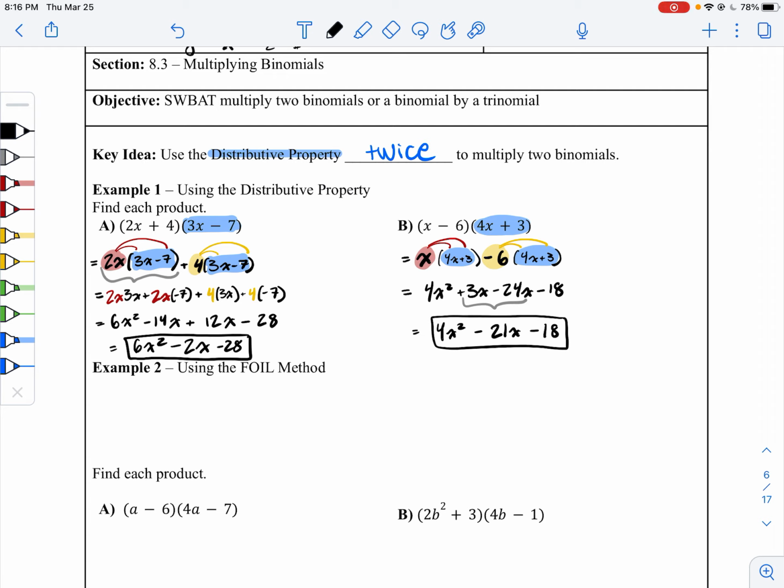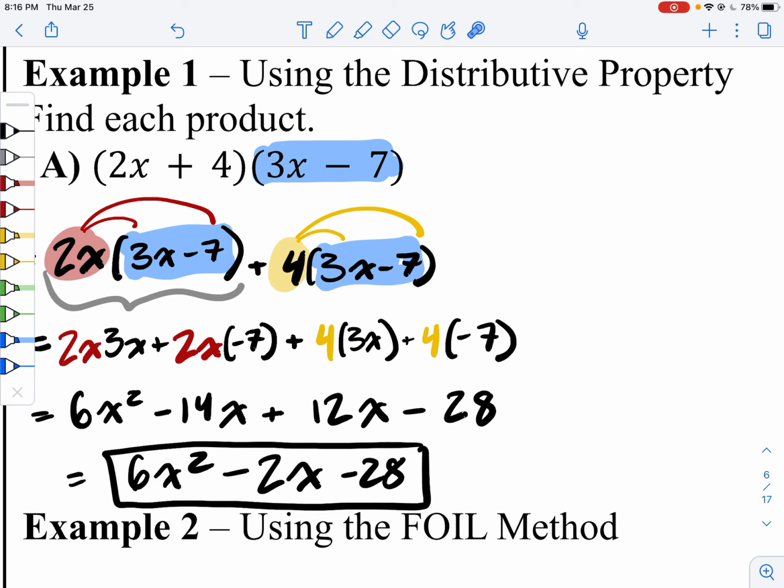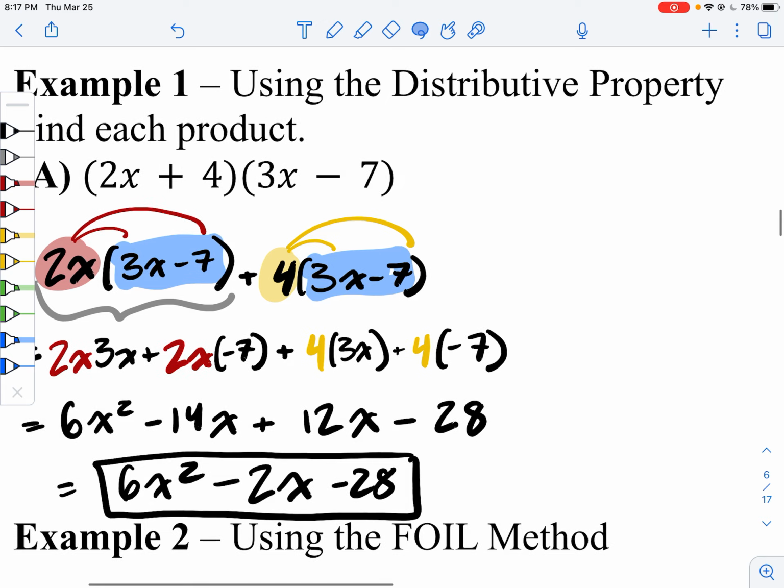So that's the distributive property, and if you want to do it that way, that's great. The distributive property will always work no matter how many terms you have. So if you had 3x minus 7 plus 50x squared minus 2x cubed, you can keep distributing like that across here. But that's not the case for a shortcut.